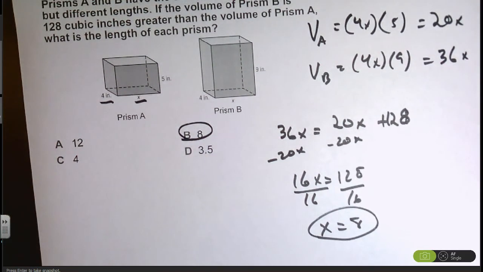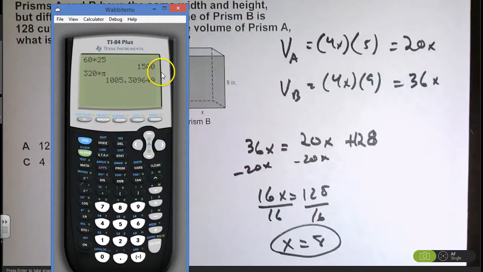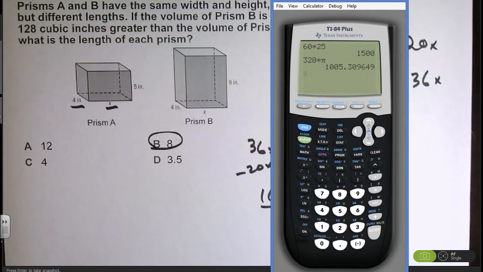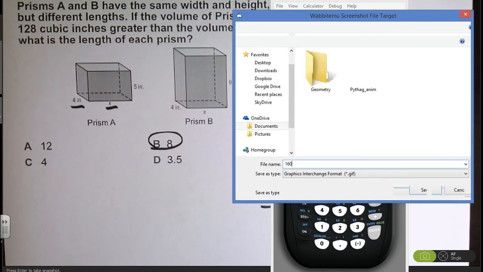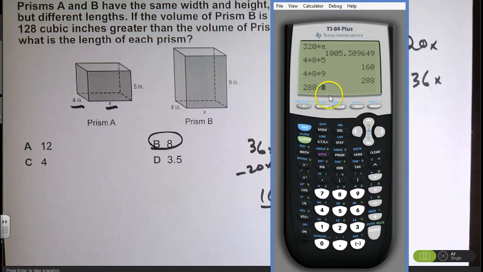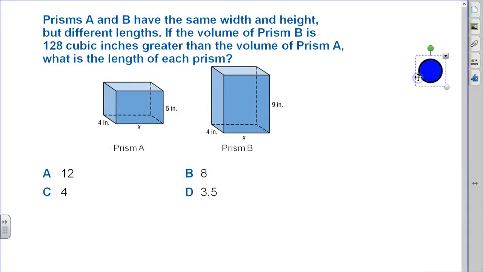And I could check that real quick in the calculator. 4 by 8 by 5 is 160. 4 by 8 by 9 is 288. So 288 minus, not times, minus 160. Oh, I hit the wrong button. Cancel. Minus 160. 128 apart. Okay. There you go.